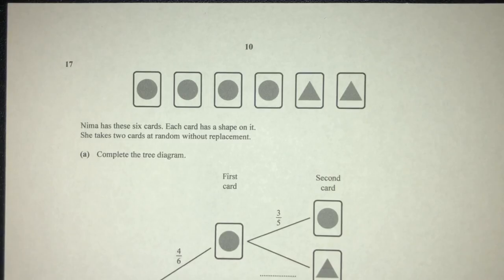Okay, so here we have question number 17. So Nima has 6 cards. Each card has a shape on it. She takes 2 cards at random without replacement. So without replacement. Now part 1, we have to complete the tree diagram.